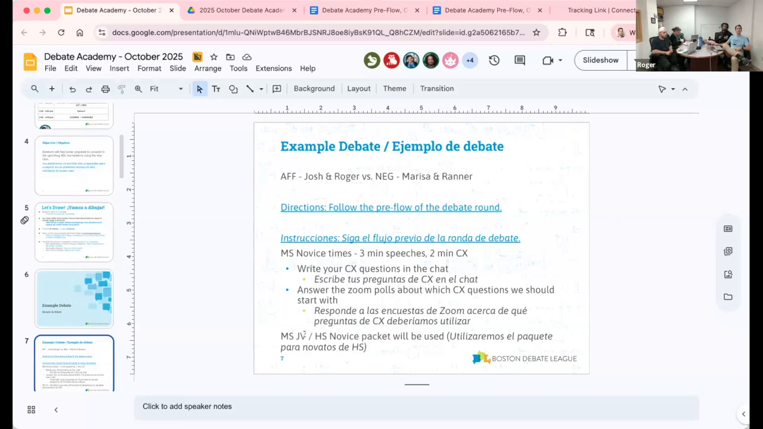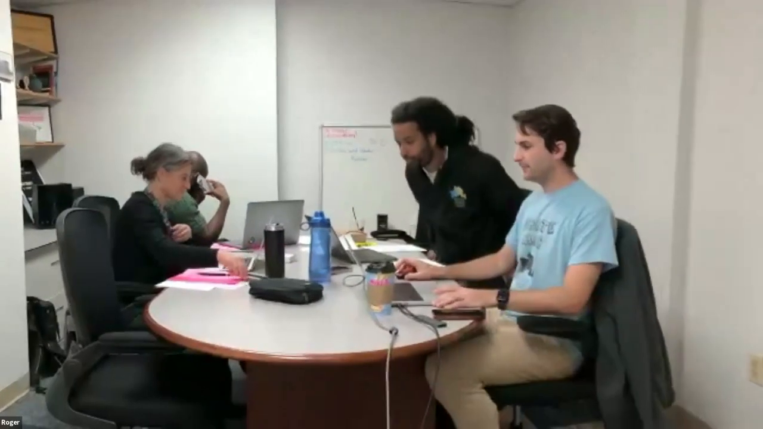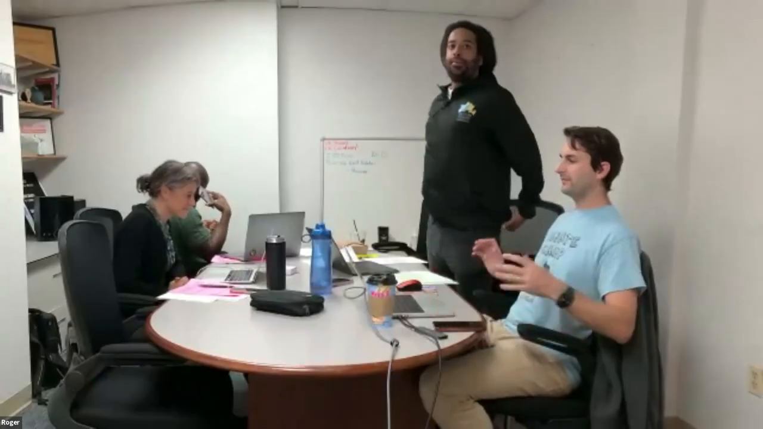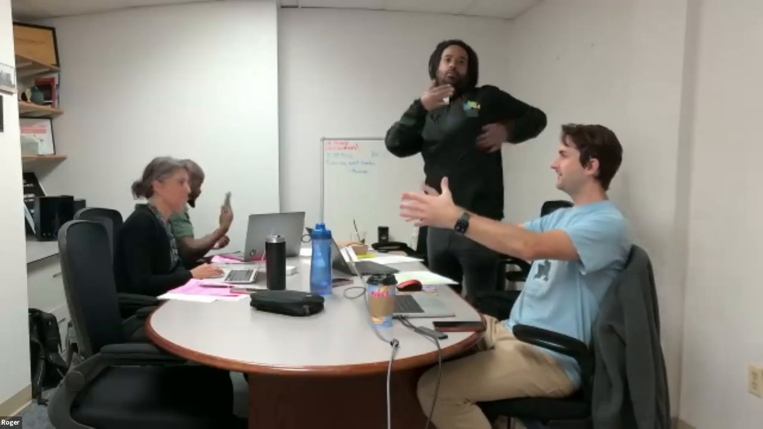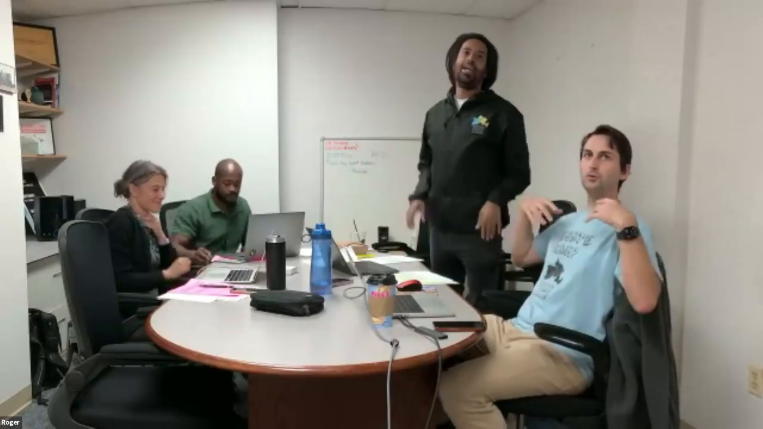All right. And we're using the middle school JV/high school novice packet. If you want to know the exact version, that's what we're reading from. Okay, we're going to jump into the example debate. So again, if you've never seen a debate round before, what happens is we have 2 people on the affirmative side, 2 people on the negative side. All right. We're going to be arguing on the affirmative side about why you should do a plan.